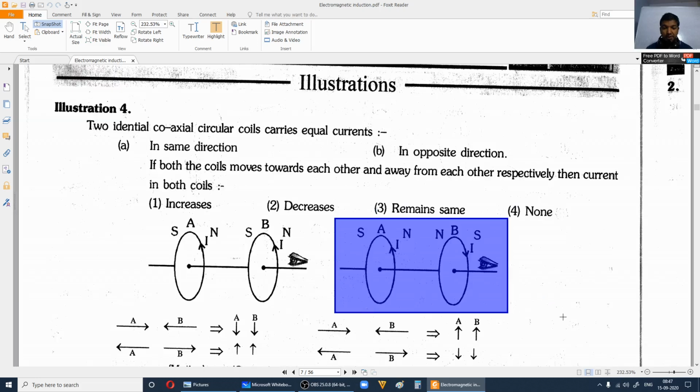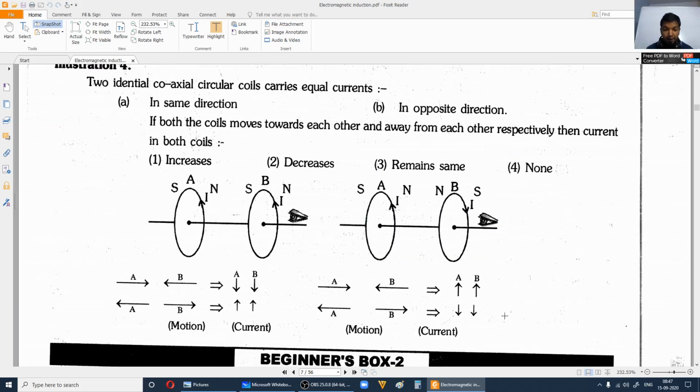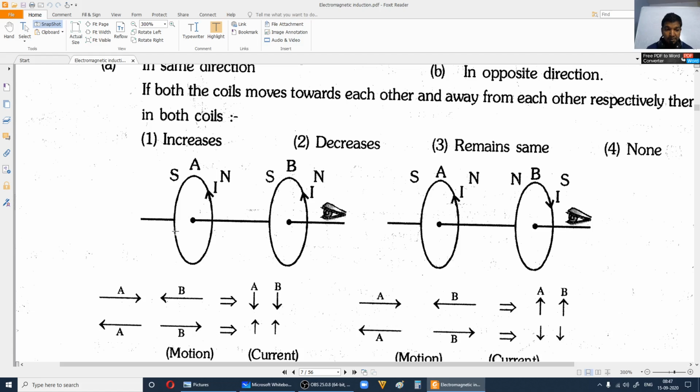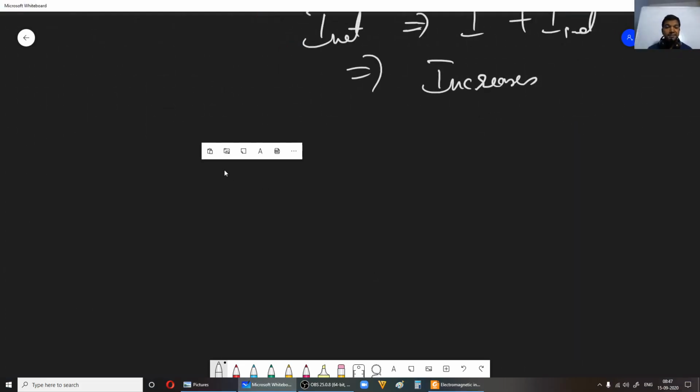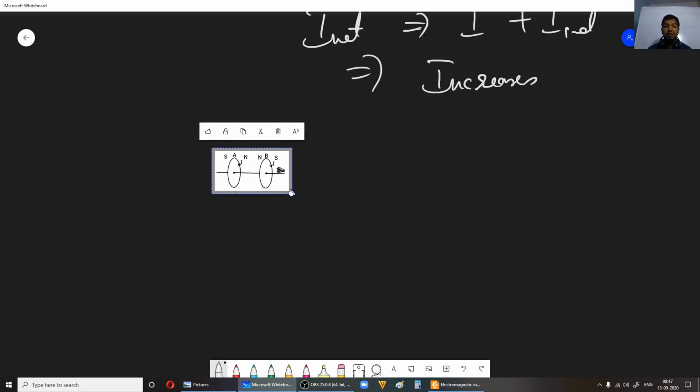Based on this illustration, you can get 4 types of questions. They can ask: the current in both the coils is flowing in the same sense and you are moving them towards each other, so will the current in both of them increase, decrease, remain the same, or none of these? All the 4 questions which can be framed are right in front of you. Yeah, let us take the second problem.